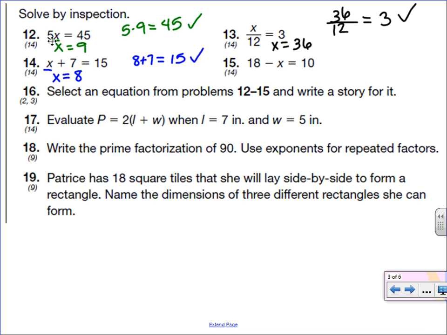And then the last one, number 15, what number, when I take it off of 18, so 18 minus what number gives me 10? Well, 18 minus 8 should give me 10, and we double check. 18 minus 8 is 10. So 18 minus 8 equals 10, check.